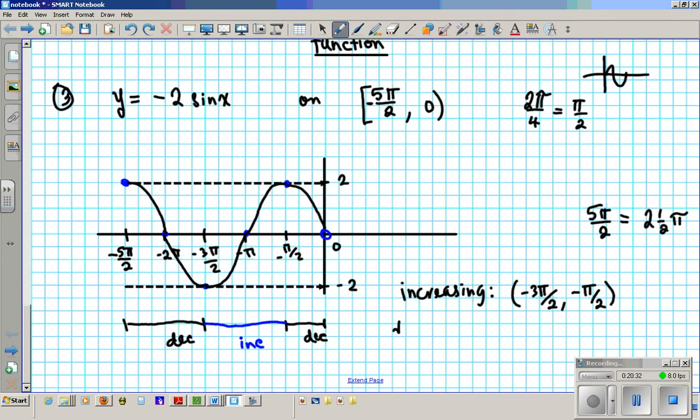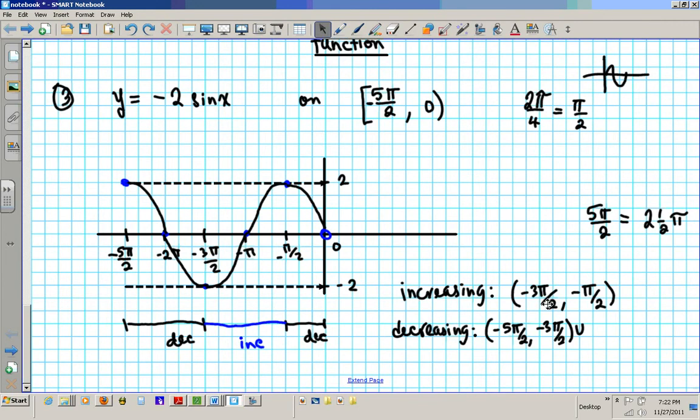And it's decreasing on a combined or stitched interval. So it's decreasing from negative 5π over 2 all the way to negative 3π over 2, union, I'm going to unite that with the other piece, which is from negative π over 2 all the way down to 0. Since 0 is an open circle, even though it's decreasing as you approach there, you never really get there, so you cannot include 0. There you have it.